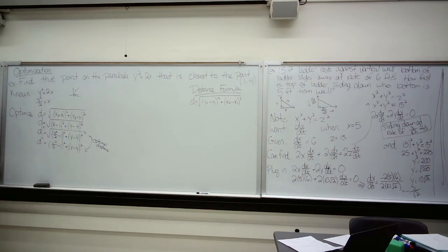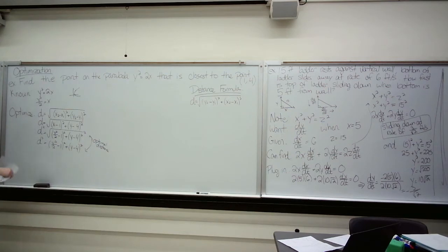And the reason why it still gives me the optimal, I'm ultimately trying to optimize the distance. The reason it still gives me the optimum distance is because if the closest distance is 3, and I square everything else, now 9 is the closest distance, but it's still the same point that's the closest distance. Is that okay? Any other questions so far?